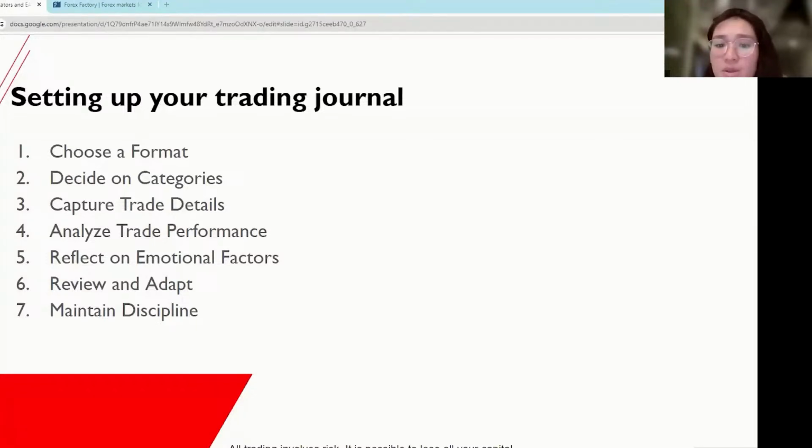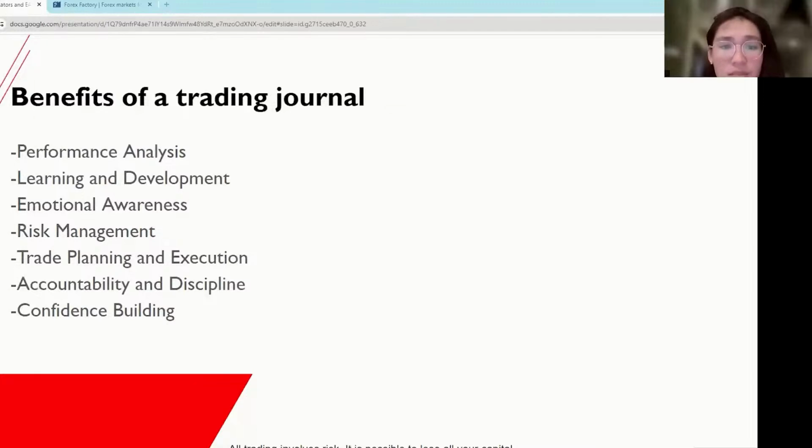Review and adapt. So again, you want to learn from your past trades and experiences, identify areas for improvement, and refine your approach. And lastly, maintaining discipline, basically ensuring that you treat it as a crucial part of your trading routine and commit to using it consistently. Okay, some benefits of using a trading journal include performance analysis, which is basically allowing you to analyze your trading performance in a systematic and objective manner.